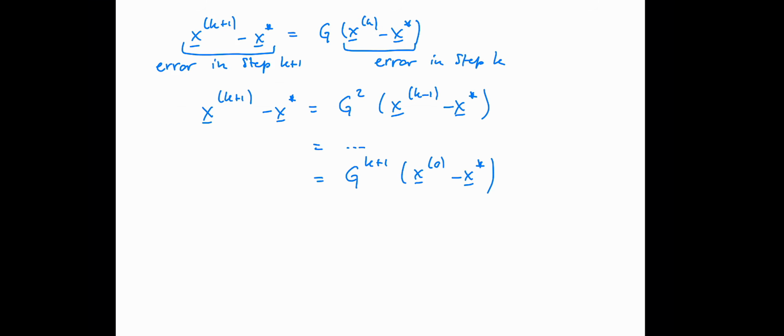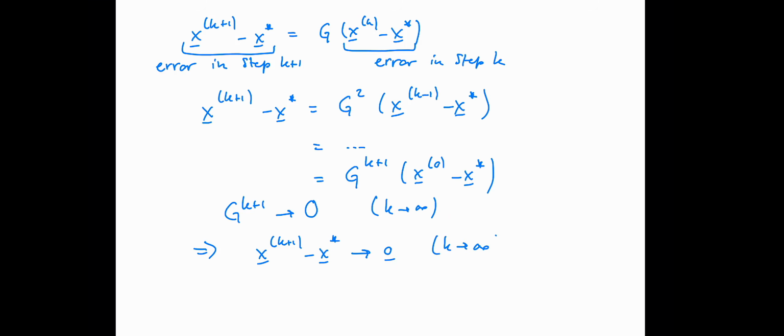Now, with the lemma that we have seen on the slide, what we see is that g to the power k plus 1 converges to the all 0 matrix for k tending to infinity. So the conclusion is that x k plus 1 minus x star converges to the 0 vector for k tending to infinity. So the conclusion is that indeed these x k vectors converge to the solution of the linear system.